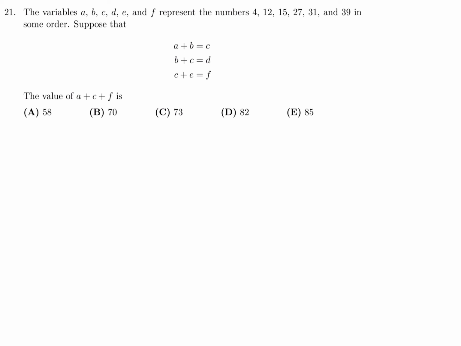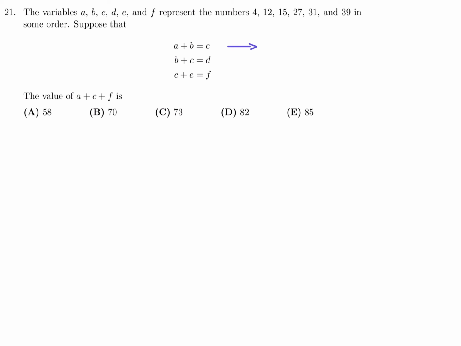Originally, I thought we would have to manipulate these equations, but I later quickly realized that it's just trial and error. That's all it is. So we are told that it's in some order. It's not necessarily that this is A, this is B, this is C. That would be way too easy, right? So we've got to figure this out. Okay, A plus B equals C.